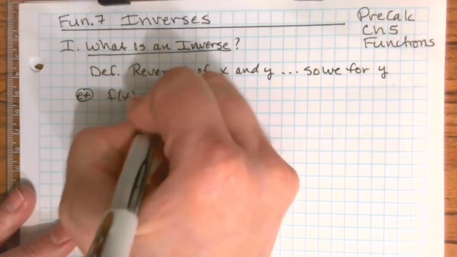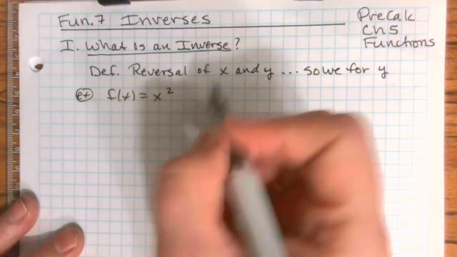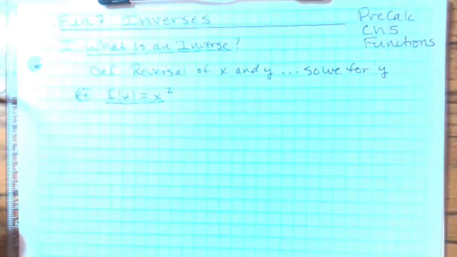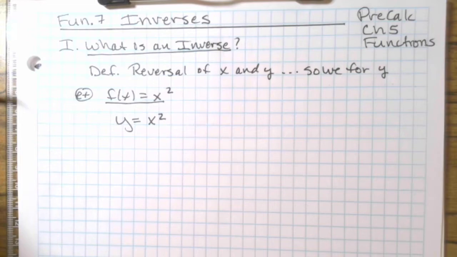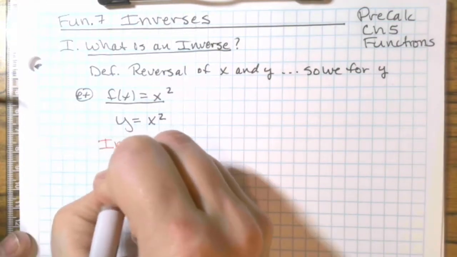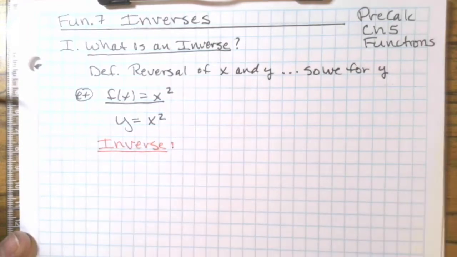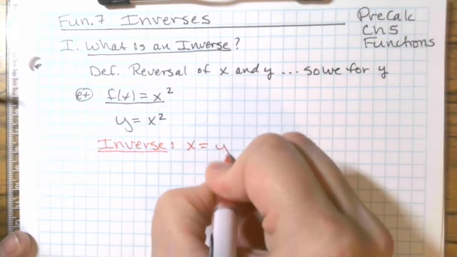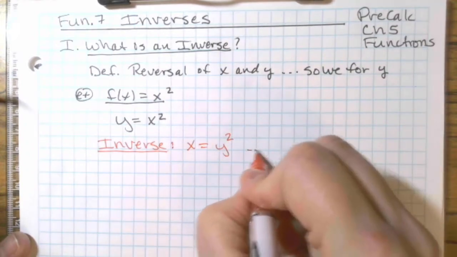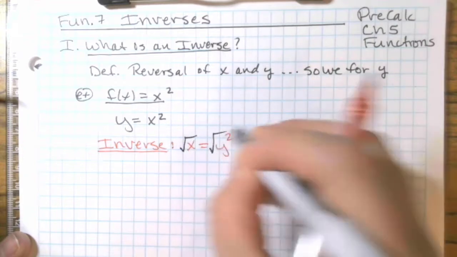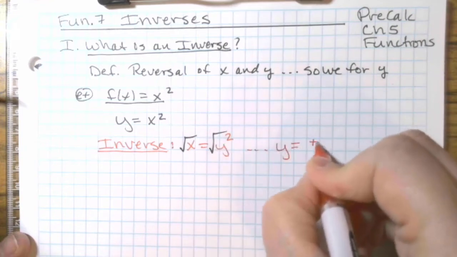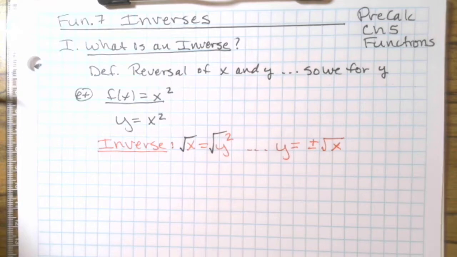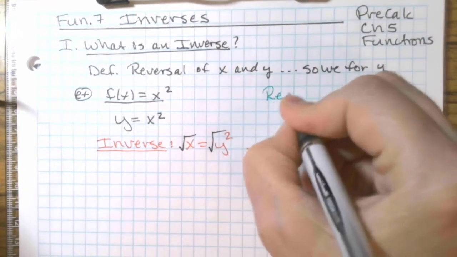Let's say that f of x equals x squared. As you know, f of x is function notation. We can also write it as y equals x squared. Okay, so to do the inverse, you're going to reverse the x and y. So x equals y squared, and then you solve for y. You would take a square root, and you would get 2 y's, positive and negative square root x.